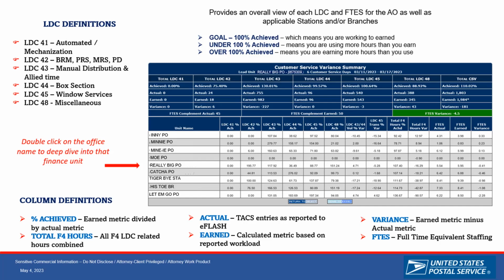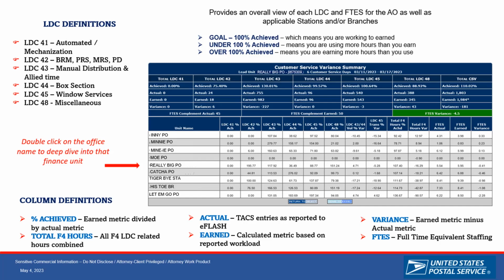Now, your percent achieved is your earned divided by your actual. They take your earned work hours divided by your actual work hours, and that gives you the percent achieved that you see. Your total Function 4 hours are all hours totaled that relate to Function 4, all the LDCs combined. Your actual entries are what is fed in from eFlash via TACS for your actual clock rings and transfers. Your earned time is the workload that is reported. Variance is the difference between the two. And of course, the FTEs is your full-time equivalent staffing.